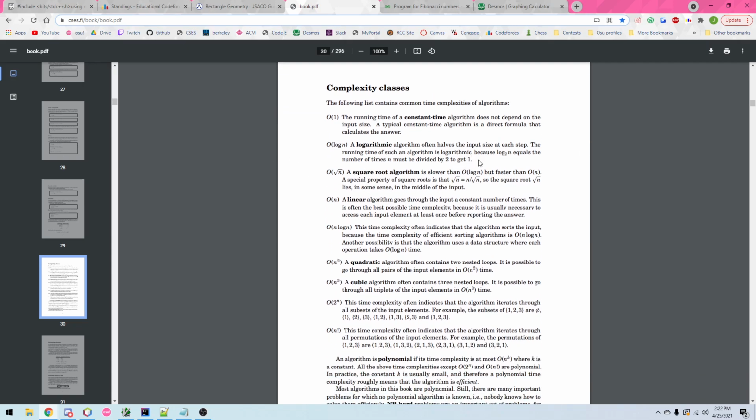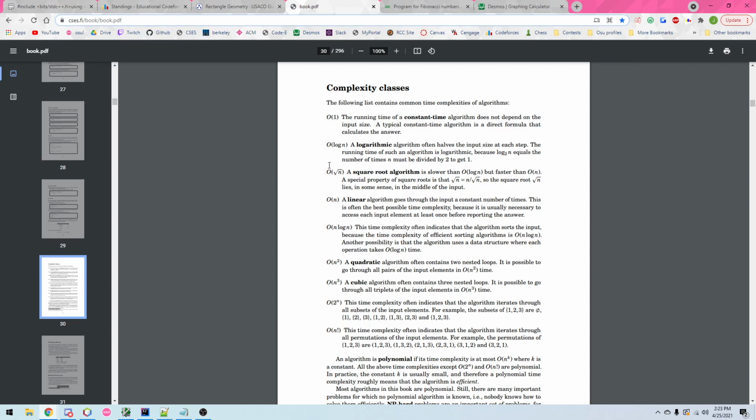A logarithmic algorithm usually halves the input at each step, or maybe cuts it in thirds or something. The point is that you're doing something to the log of that respect. Most of the time it's going to be log base 2 in computer science because we're cutting stuff in half. For example, in binary search, we check the middle and either go to the left of the middle or the right of the middle, and every single time we do a check, we cut it in half.